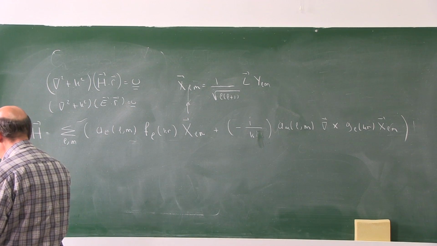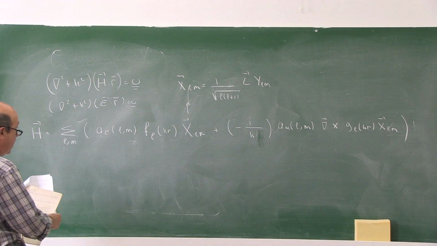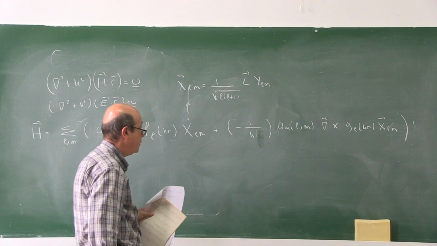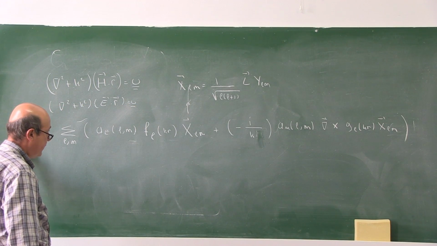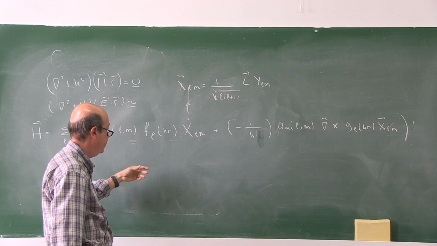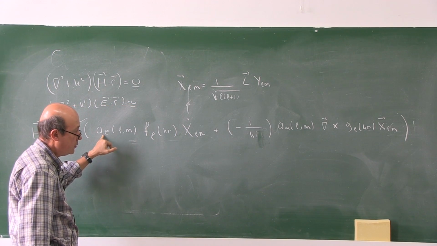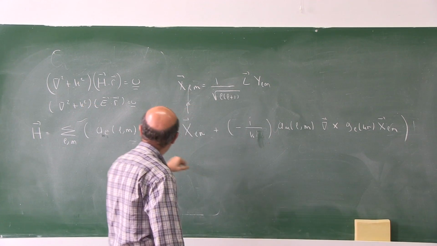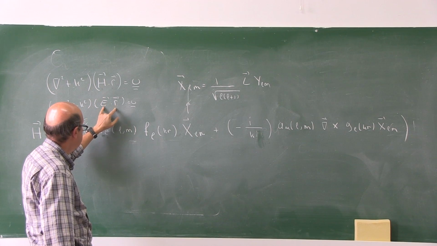Last time I showed you how you can find these coefficients using the orthogonality. That was simple: take the scalar product with X_L'M', integrate over all solid angles, use the orthogonality conditions, and solve for these coefficients. So basically the solution for A_E or A_M can be expressed in terms of H dot r and E dot r.